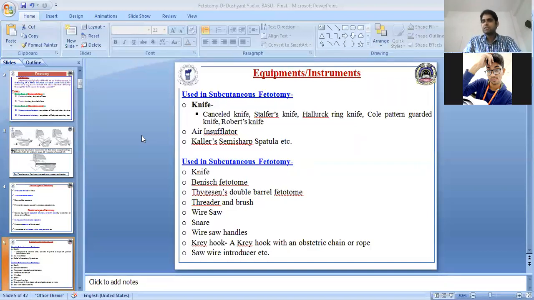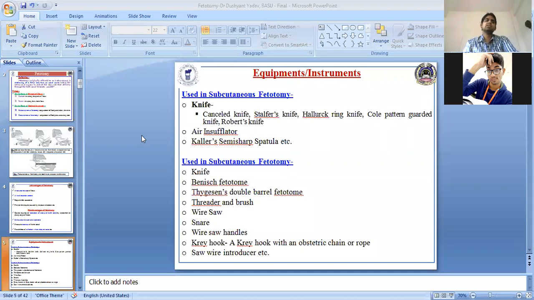And air insufflators, what are air insufflators? They are used when a small incision is given, and then we use the air insufflator to separate the skin. Sometimes it is very hectic to separate the skin by finger or semi-sharp spatula and other things. So when we use the air insufflator, the skin is very easily separated.